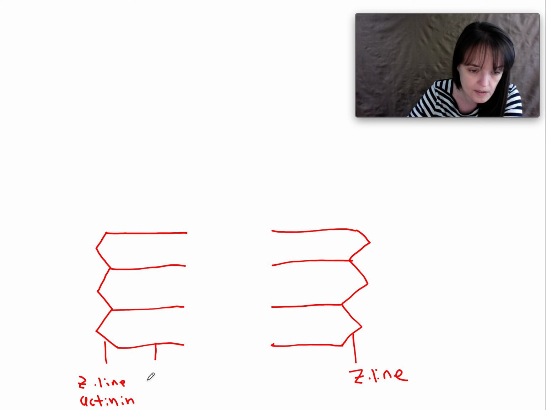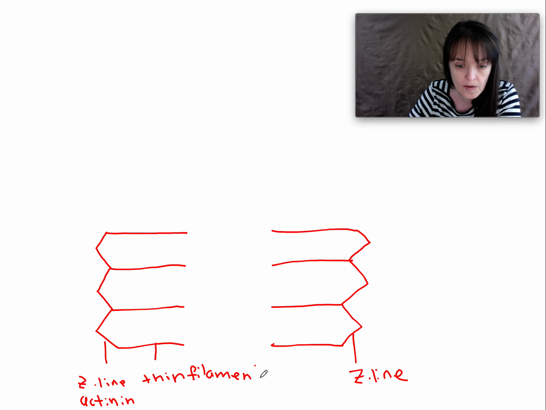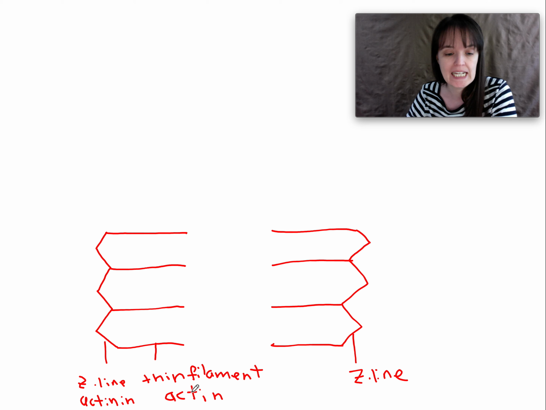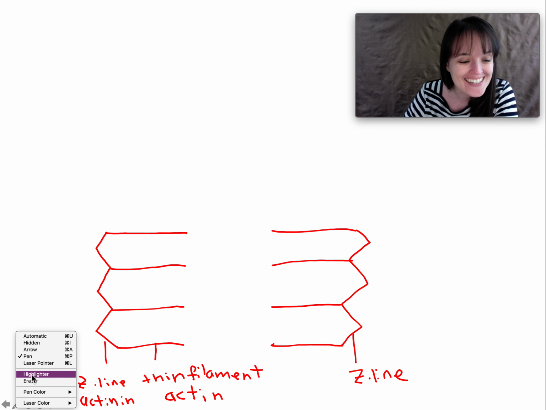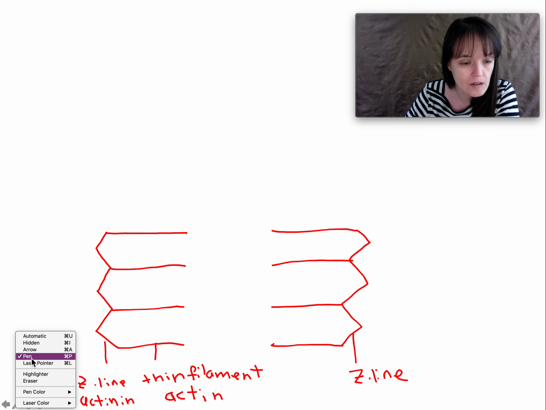Okay, let's label that. And the thin filament is made mostly of actin. So the Z line is actinin, and the thin filament is actin. All right, and then down the middle in blue.